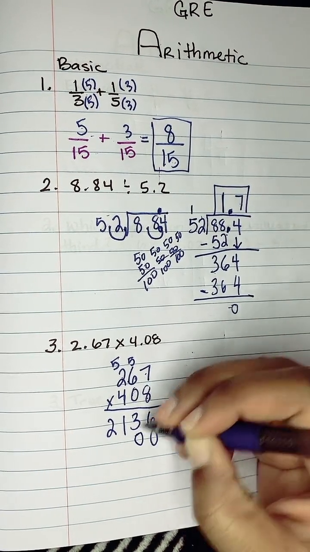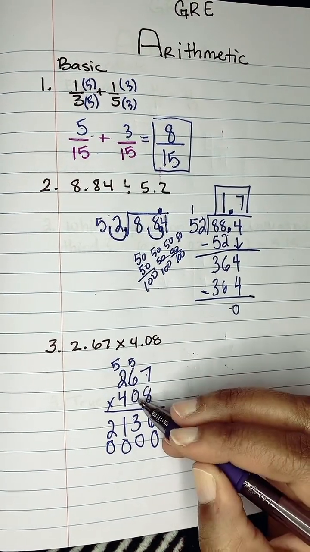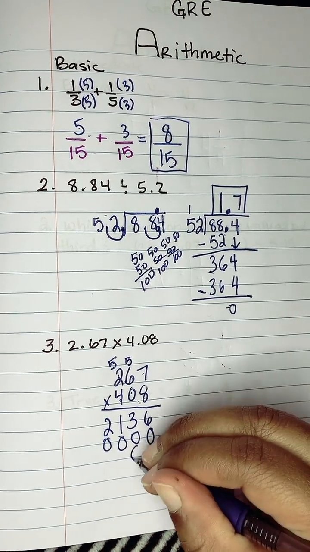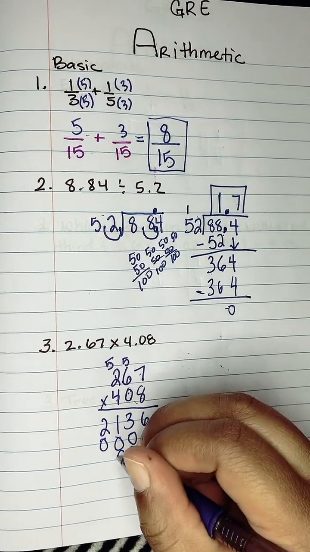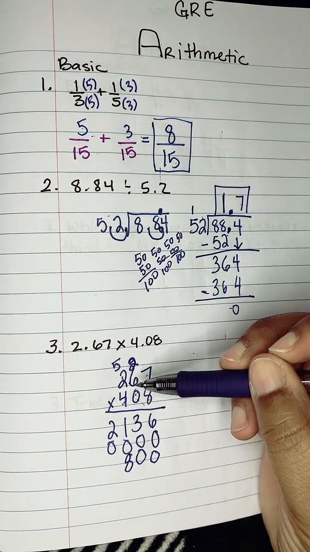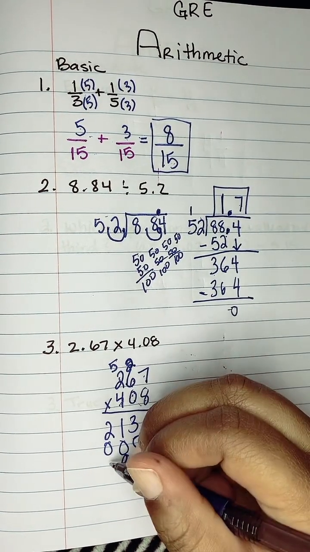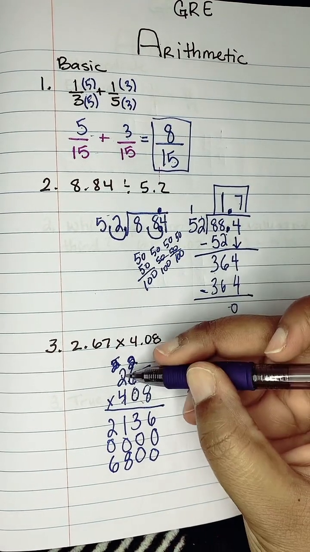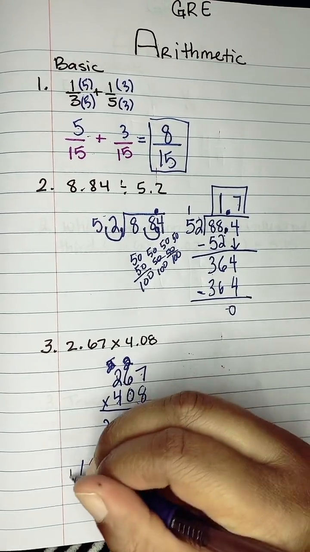So 0 times 7 is 0. 0 times 6 is 0. 0 times 2 is 0. Now we're moving over to the 100 spot, so we need 2 placeholders. And then we do 4 times 7, which is 28. Change this to a 2. 4 times 6 gives us 24 plus 2 gives us 26. Change to a 2. And then 4 times 2 is 8 plus 2 is 10.